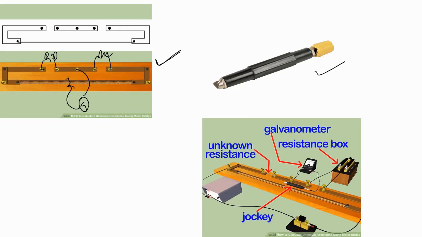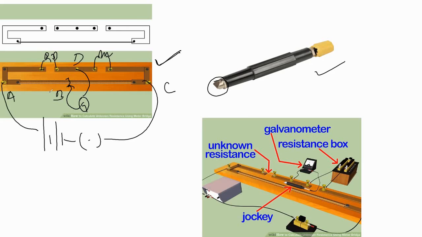It's just like a pen. This portion will be sliding on the wire, and between this point and this point you can connect your battery and your key. This will be acting as A and C points. This will be acting as D point, and this will be acting as your B point. And after the connection, your circuit looks like this. Between these 2, you can see the galvanometer is connected, the battery is connected. This is the jockey, this is the resistance box.